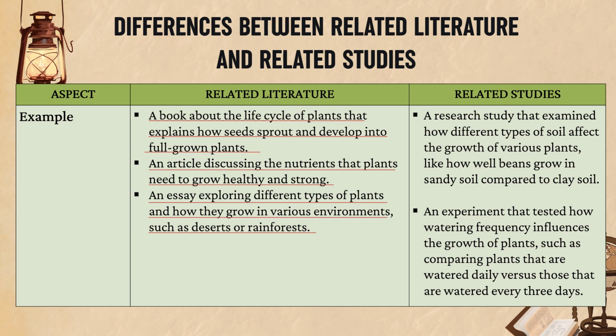In a related study example, if you are investigating how plants grow, you might look at a research study that examined how different types of soil affect the growth of various plants, like how well beans grow in sandy soil compared to clay soil. Or an experiment that tested how watering frequency influences the growth of plants, such as comparing plants that are watered daily versus those that are watered every 3 days. Both of these related studies focus directly on how plants grow, allowing you to understand what has already been discovered in this area.